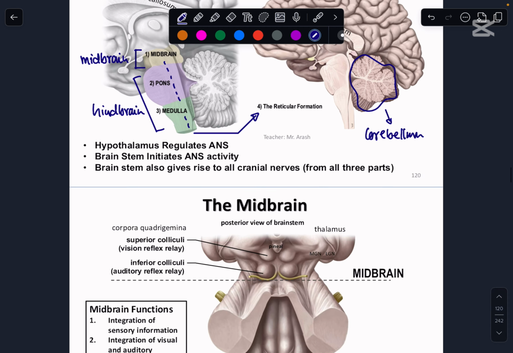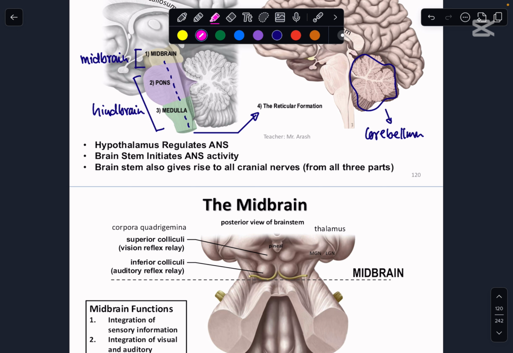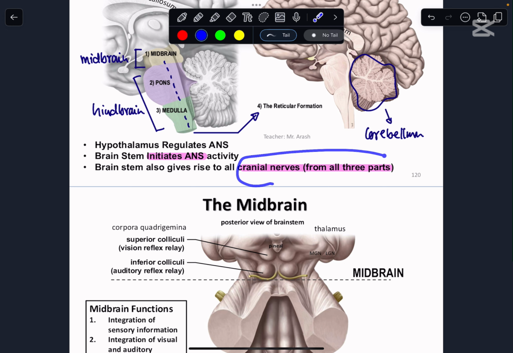Those are parts of the brain stem. Insofar as its function goes, collectively, you can see it has to do with initiating autonomic nervous system activity, right? And it also gives rise to all cranial nerves, which we'll talk about. But remember, technically, the cranial nerves become part of your peripheral nervous system, right?